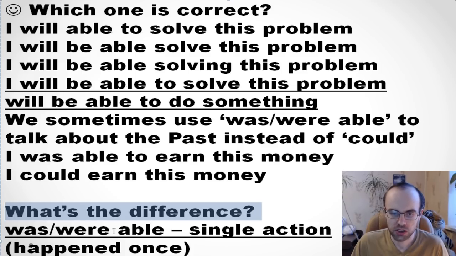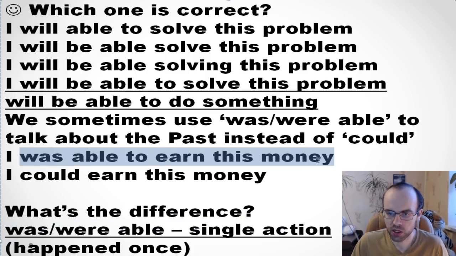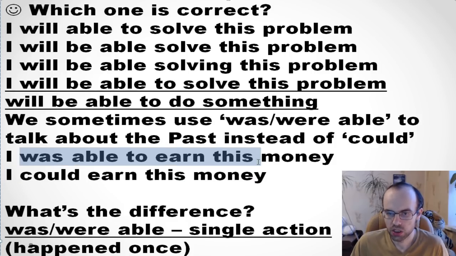And so we mostly hear that we use was, were able for a single action. So it happened once. So I was able to earn this money. It means that it happened once or one time. And I could earn this money. It means that it was possible and I could do it quite regularly. Okay, but anyway, we mostly meet could. Okay, we sometimes meet was able. You just need to know that it means could, but we don't use it so often.